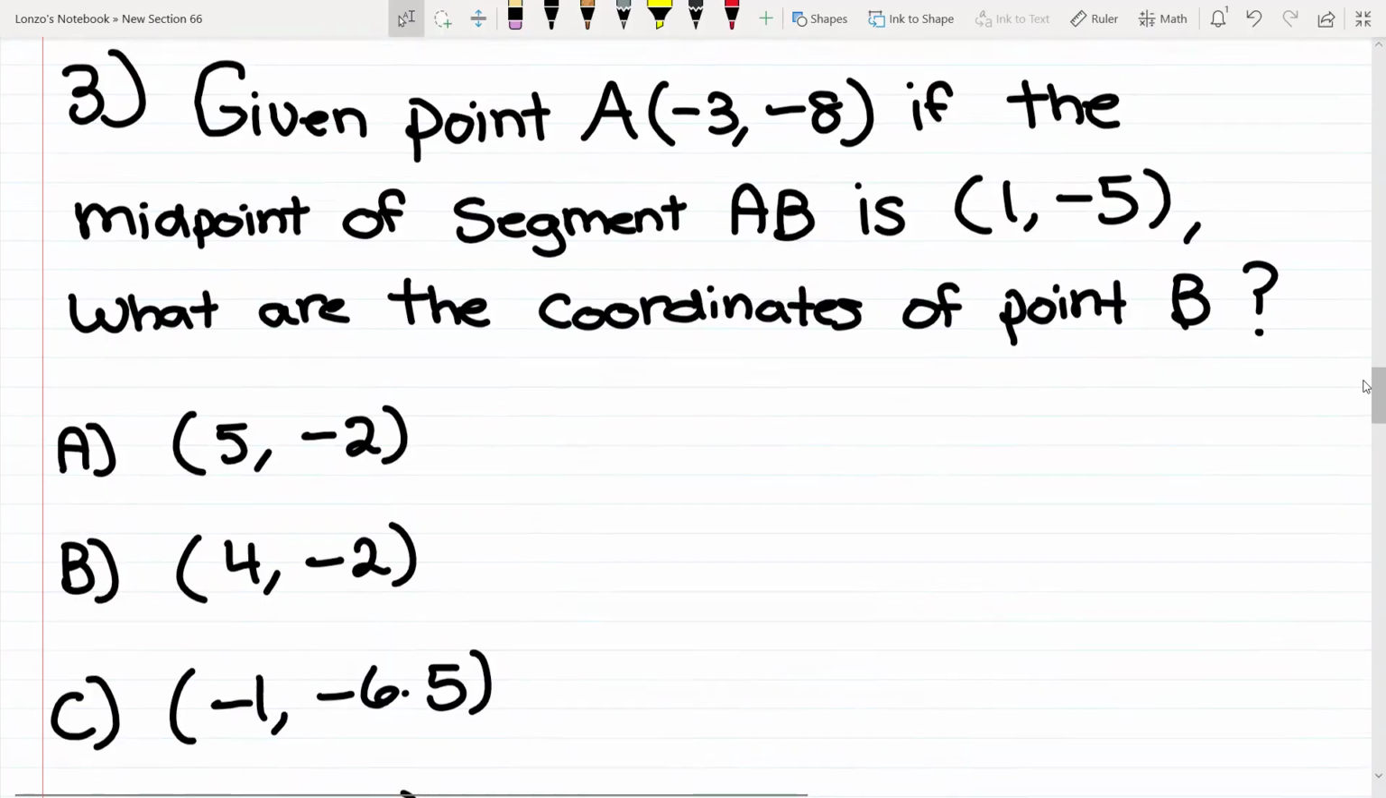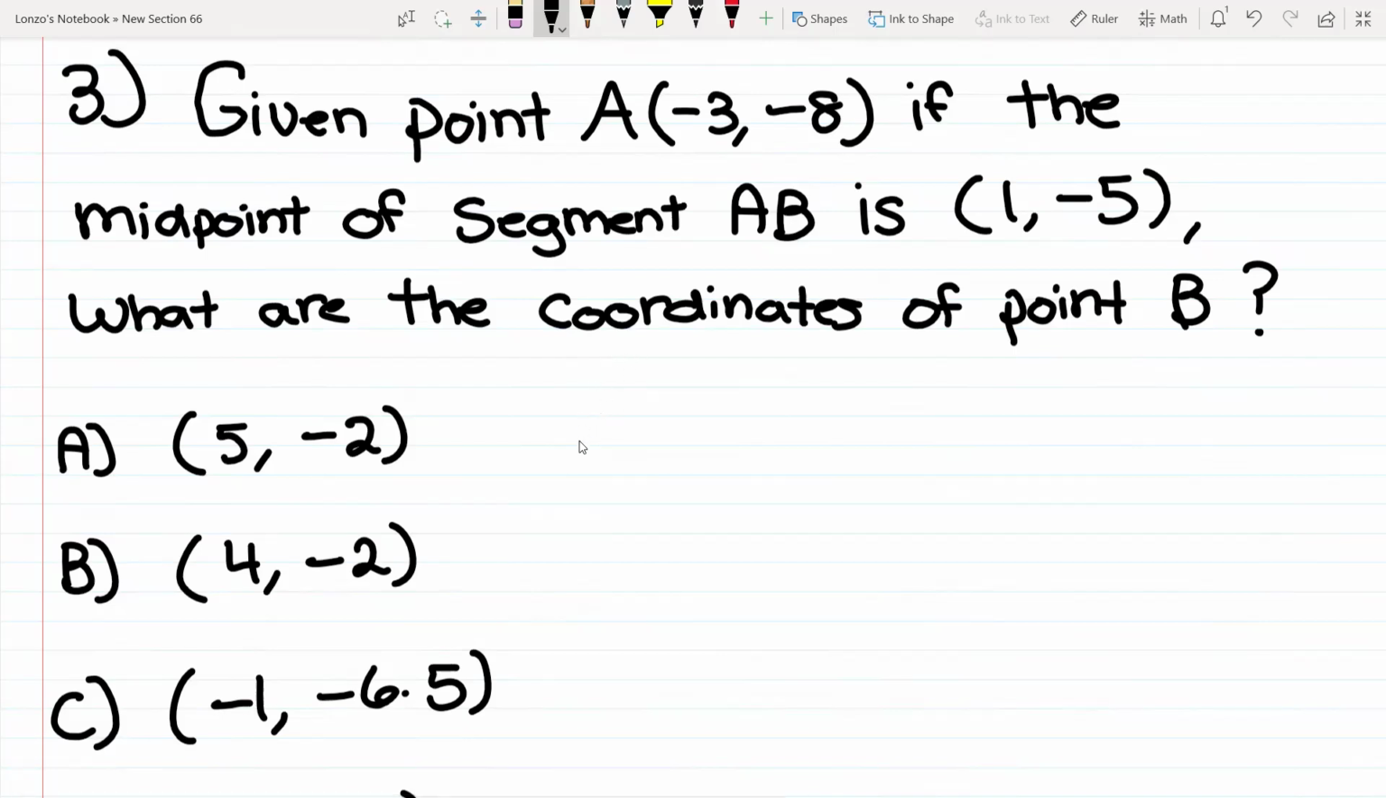Question 3: given a point A equals (-3, -8), if the midpoint of the segment AB is (1, -5), what are the coordinates of B? Okay, so on question 3, we are dealing with midpoint. So let me write out our two points. So you do got to use a midpoint formula.